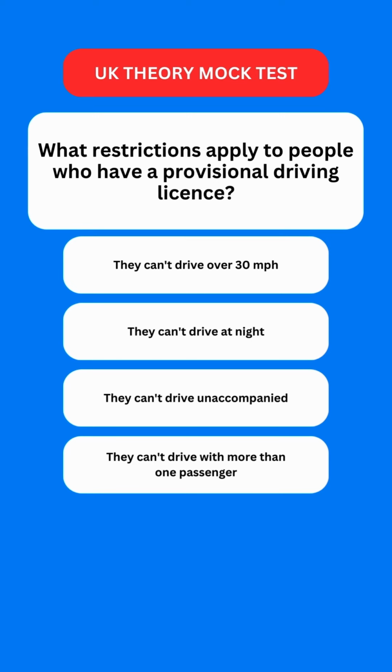Next question is, what restrictions apply to people who have a provisional driving license? Options are, they can't drive over 30 miles per hour, they can't drive at night, they can't drive unaccompanied, or they can't drive with more than one passenger. So the correct option is the third one, they cannot drive unaccompanied.